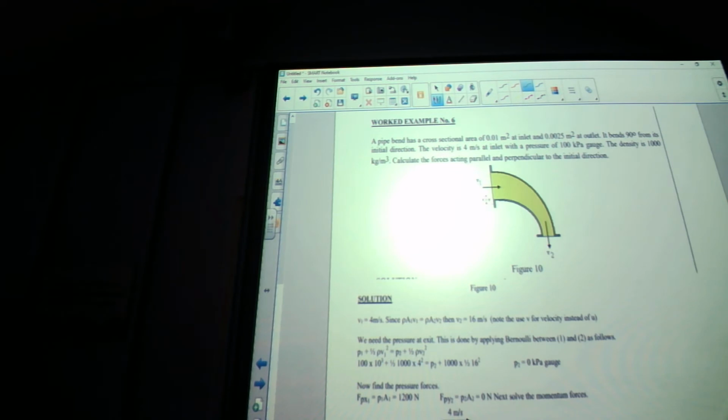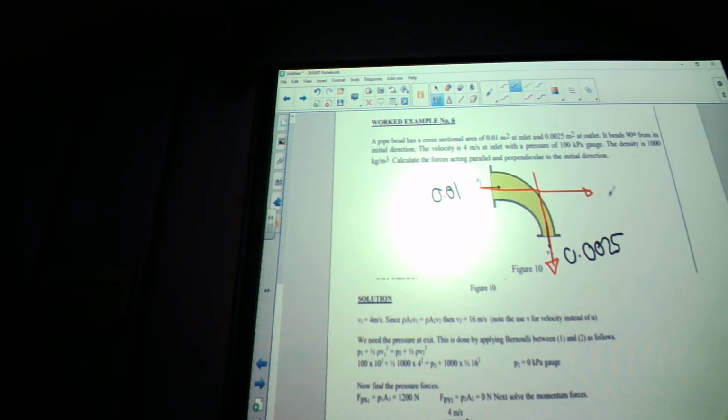Okay everyone, another example here. So you've got a pipe, and that's actually to do with one of your tasks. You've got a pipe that has a cross-sectional area of 0.01, all SI units, at the inlet. And here the area is 0.0025. It's a 90-degree bend. So the bend is 90 degrees, that and then that.